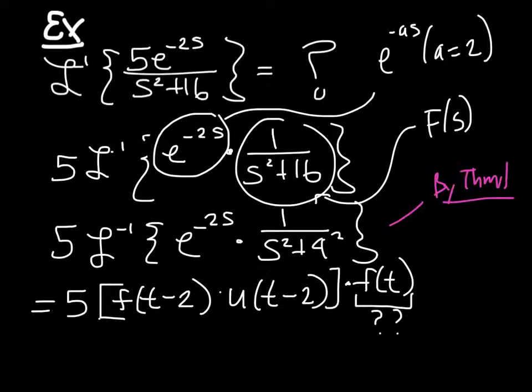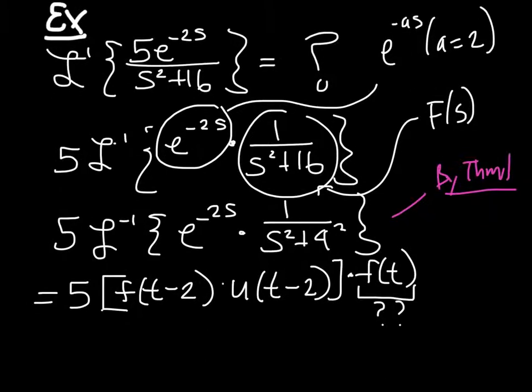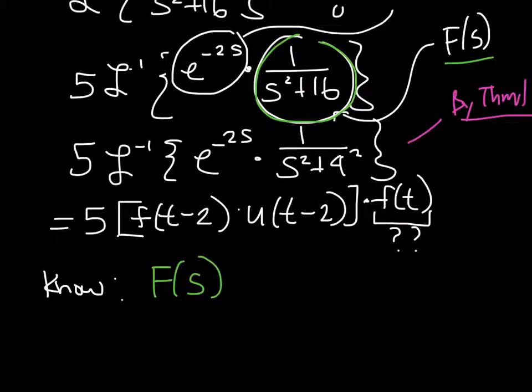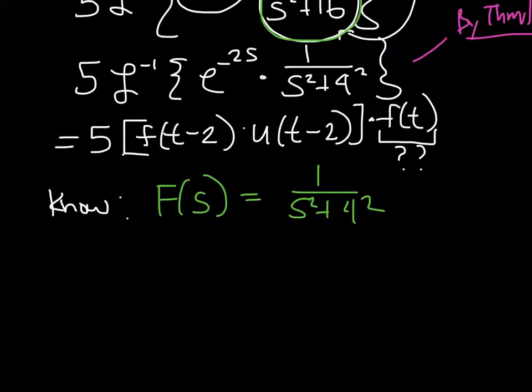In the very first example, our f of t was the identity function, the nice linear function y equals x, which goes through the origin. So in order to determine what our f of t is, what do we know? We know this guy, that is our capital F of s, which is 1 over s squared plus 4 squared. But my goal is to find f of t.